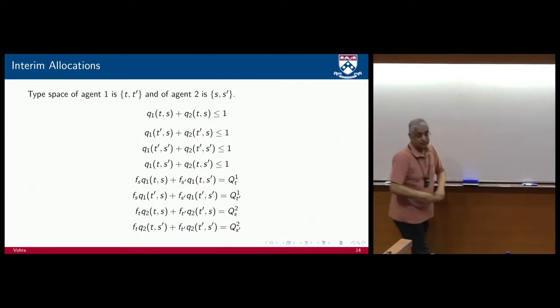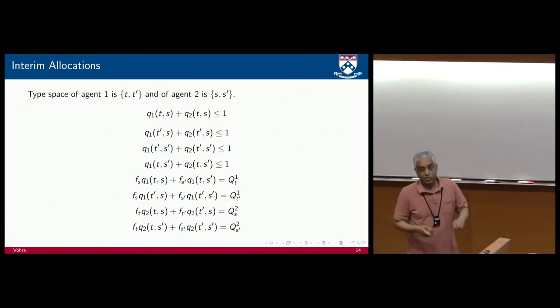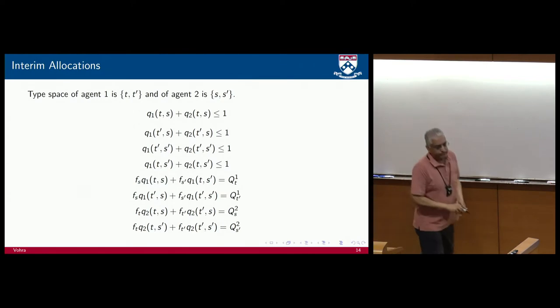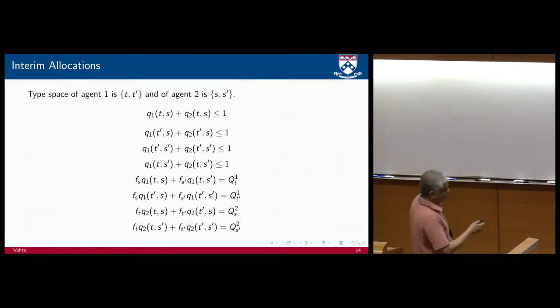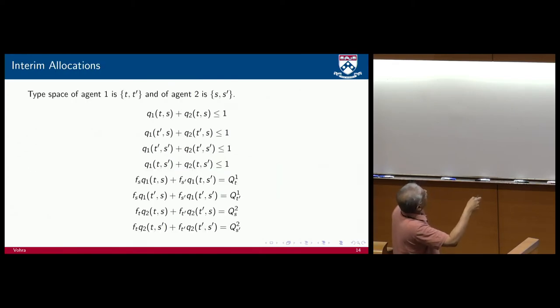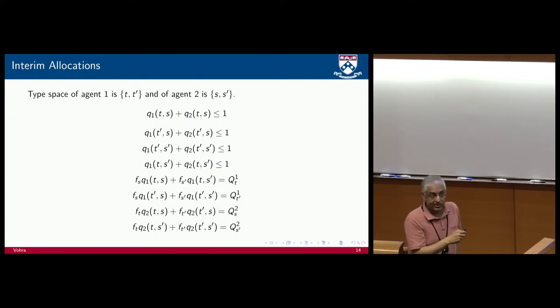Next digression. Projections. So, let's first look at algebraic. Eliminate the little q variables. Now, if these were all equations, and I asked you to eliminate the little q variables, you would know what to do. We learn it at mother's knee.